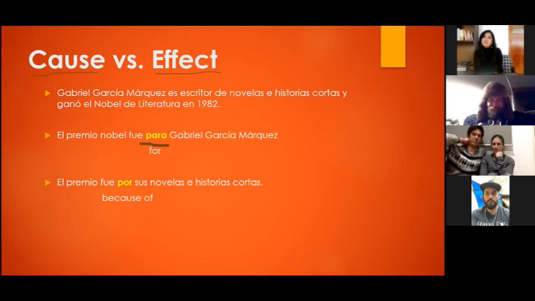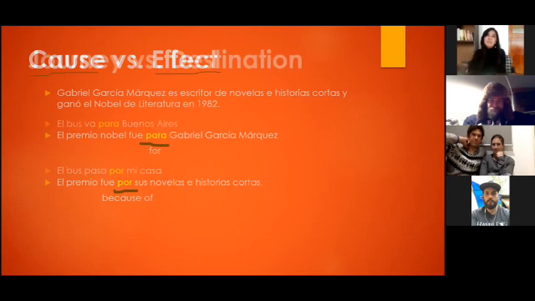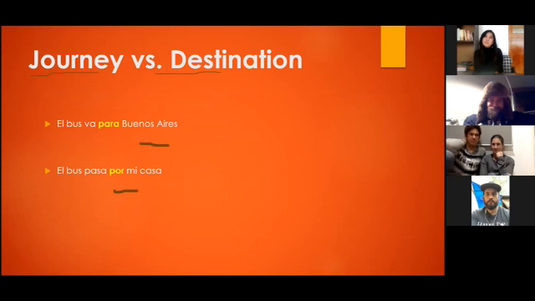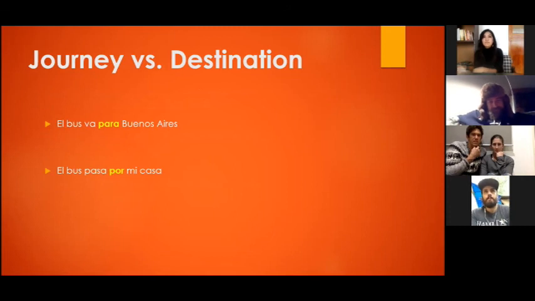That's great. Okay, so we're gonna do 2 more about por and para, so you can see the difference a little bit, and then we're gonna finish. So another way to know when to use por and para is journey and destination. El bus va para Buenos Aires, el bus pasa por mi casa. So again, we have the way through and the final destination. El bus va para Buenos Aires is to, and el bus pasa por mi casa means by.